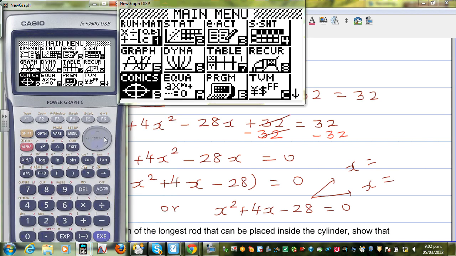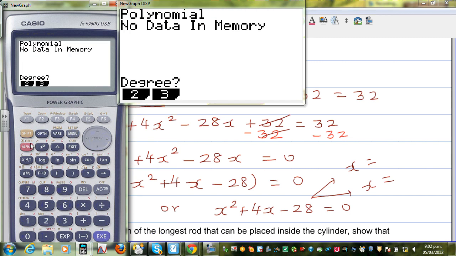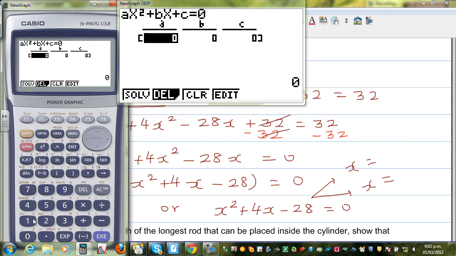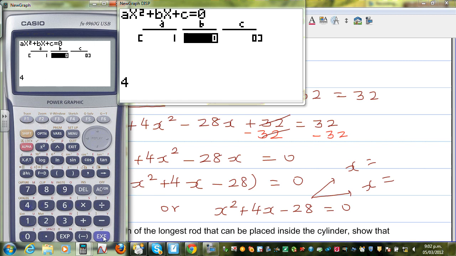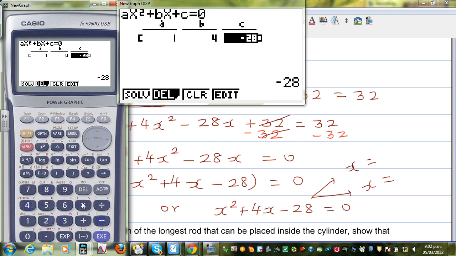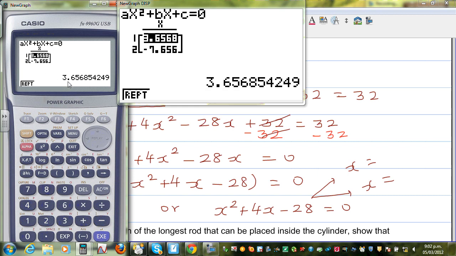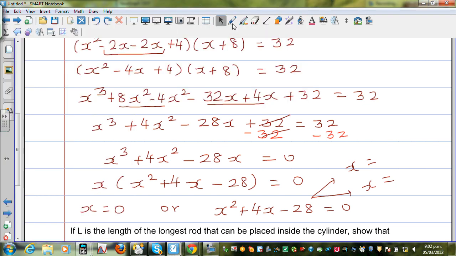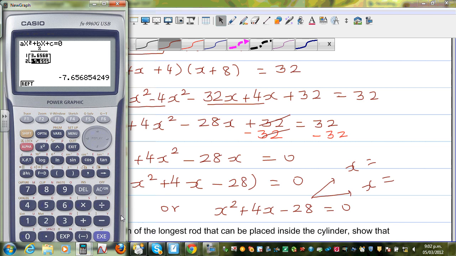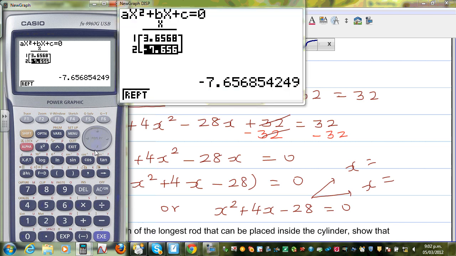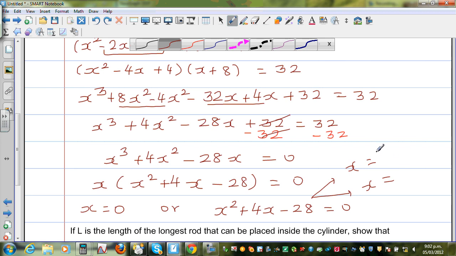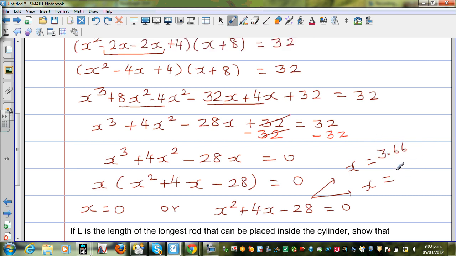So I'm going to equation, then polynomial, and second degree. Your a is 1, your b is 4, and your c is minus 28, and you go solve. So one is 3.66 and the other is minus 7.66. So I'll write the two answers: x is 3.66 to 2 decimal places, or x is minus 7.66.